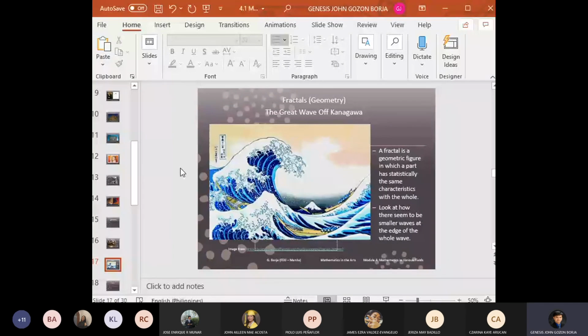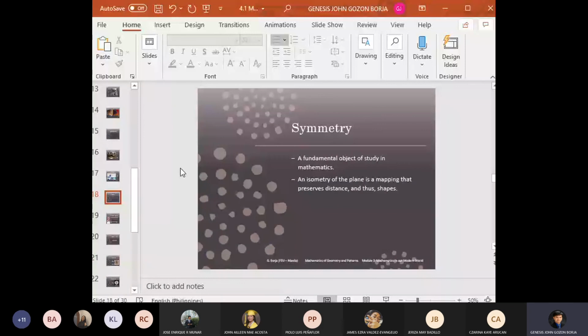Okay, so mathematically speaking, symmetry is one important concept. It's one of the fundamental objects that we study in mathematics. And when we talk about symmetry, we need also to talk about isometry. So what really preserves the distance and therefore the shapes of the objects. So kapag sinabi natin isometry, these are transformations na kung saan kapag ginalaw natin ang isang bagay, no?